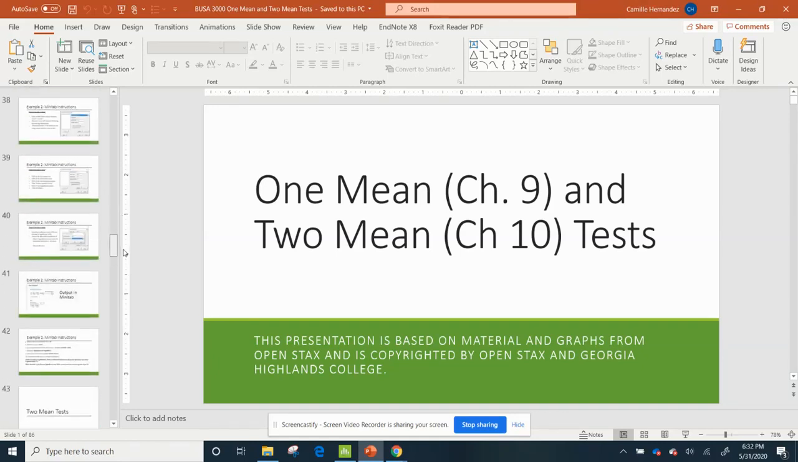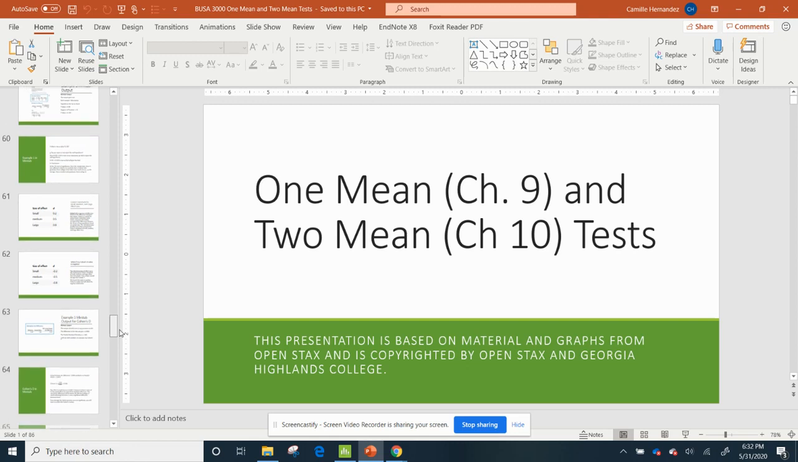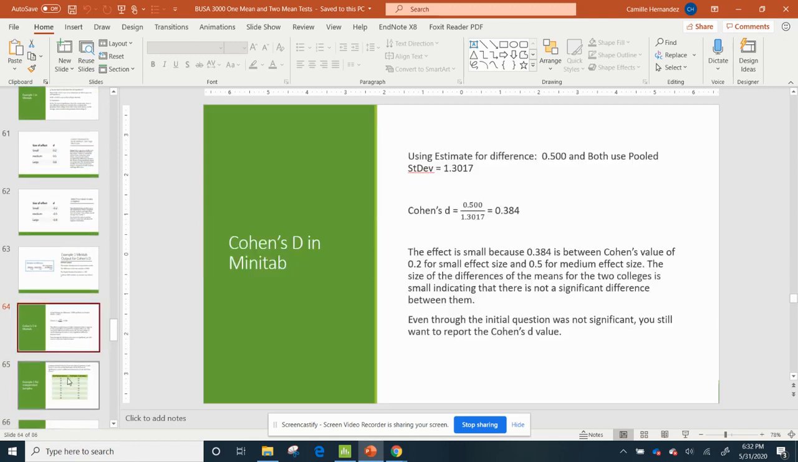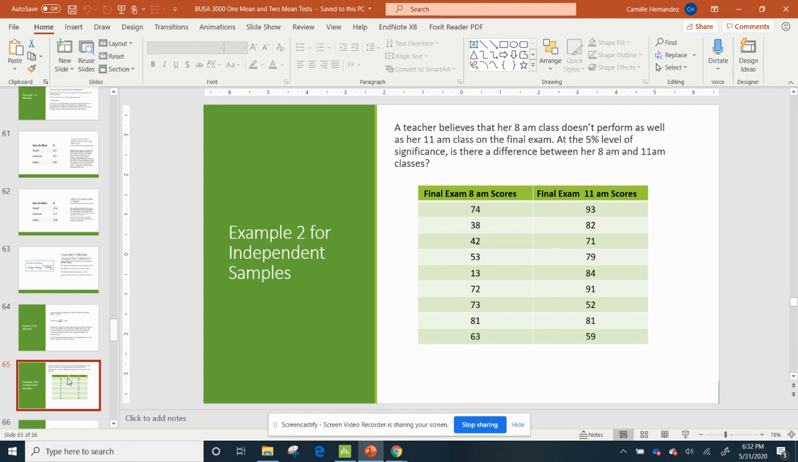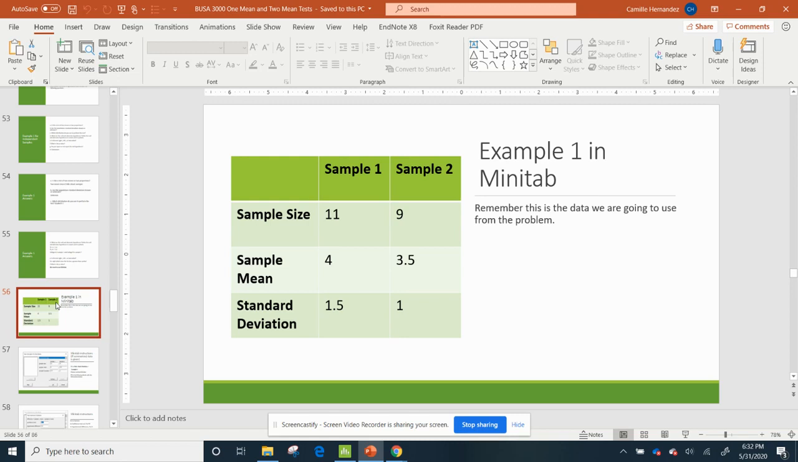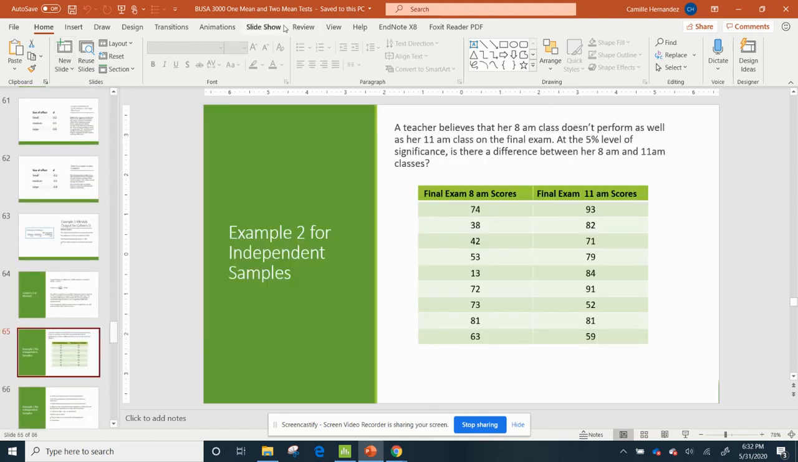Okay, so let's keep going. Now we're going to do example 2 for the independent t-test. All right, so let me go look here. We talked about Cohen's d. We did example 1, and remember example 1, I'm going to quickly show it to you just so it could jog your memory. I had the statistics for each sample. I didn't have the actual data. But for example 2, I'm going to have the actual data.